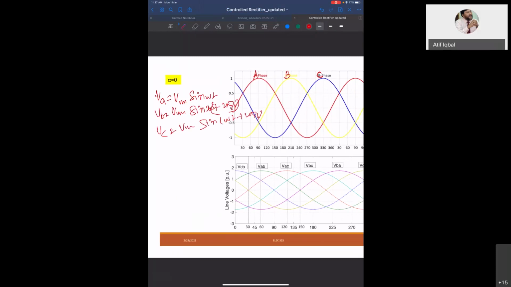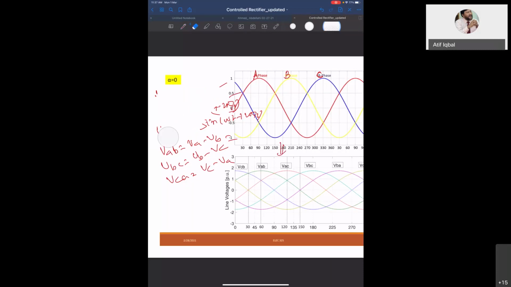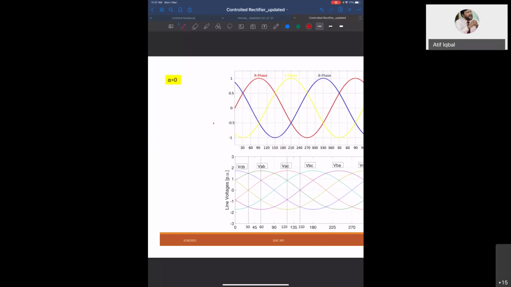Now you can find the line voltages: VAB is VA minus VB, VBC is VB minus VC, VCA is VC minus VA. Then you write the expressions and obtain the expressions for the line voltages, and then you can draw. So this is what I drew: the phase voltage and the line voltage. Any question here?